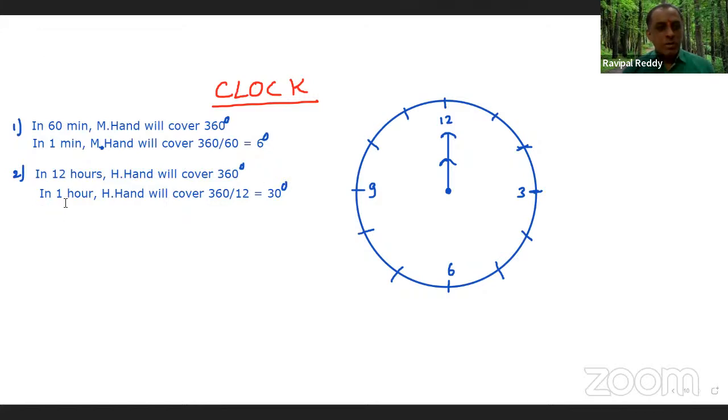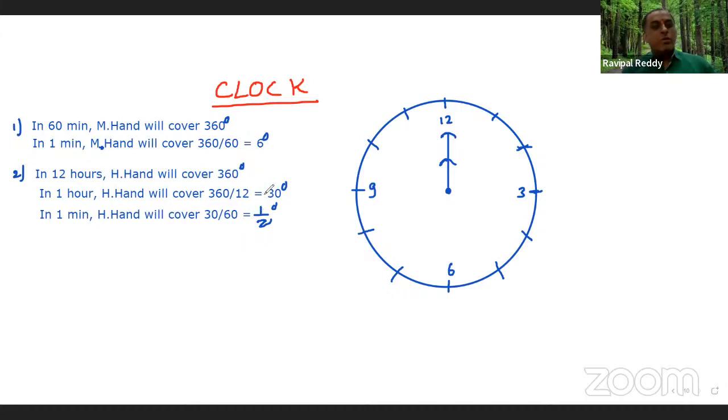So 1 hour means 60 minutes. So in 60 minutes, the hours hand will cover 30 degree. In 1 minute, the hours hand will cover 30 by 60, which is equal to 1 by 2 degree. Right, the second point.